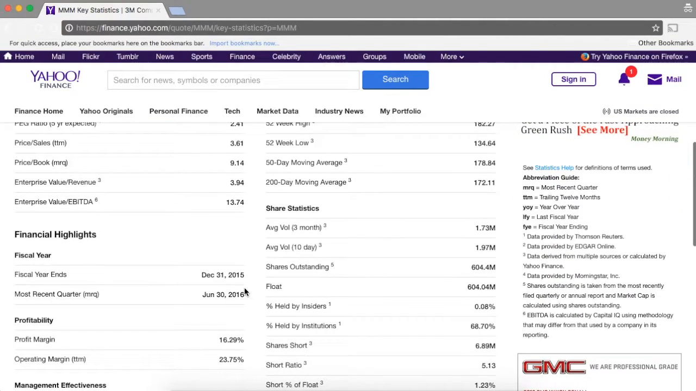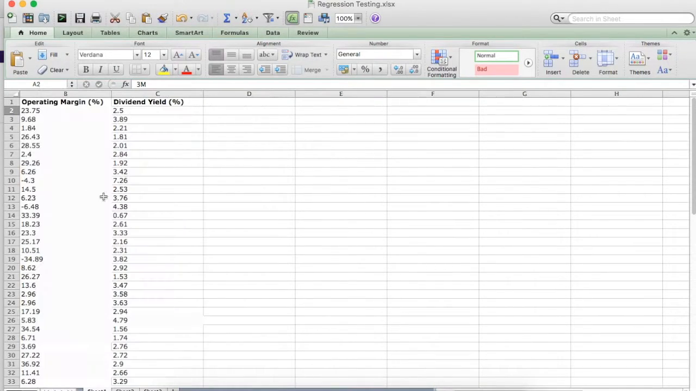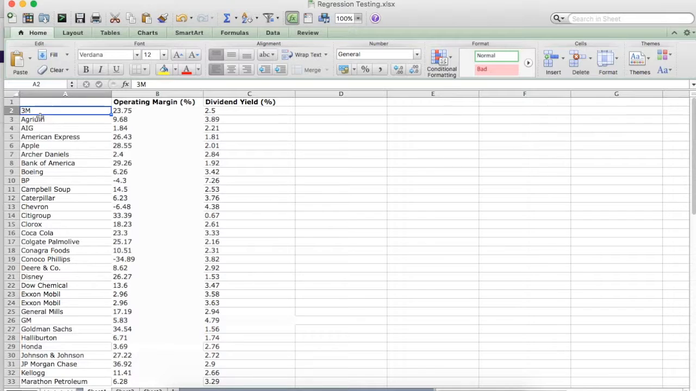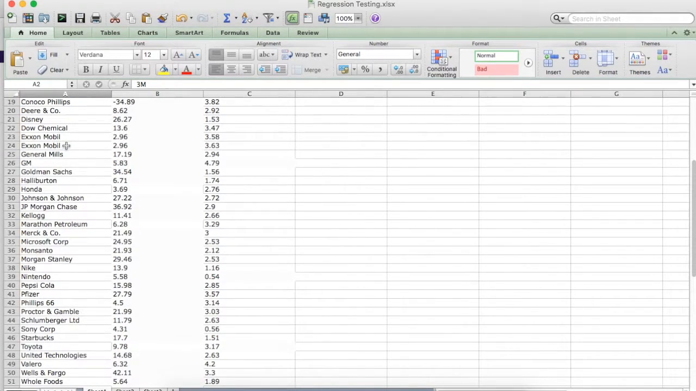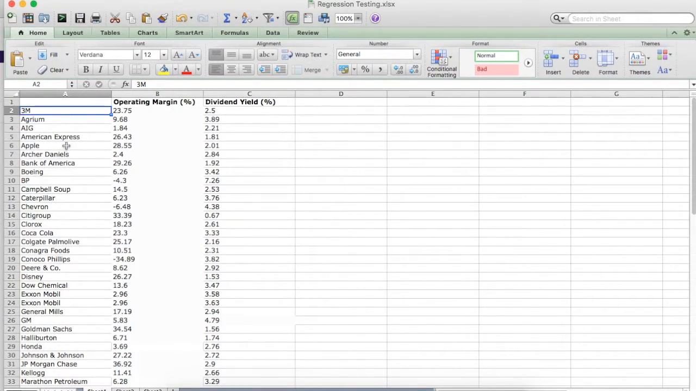So each of these, I took these figures and plugged them into a spreadsheet and selected 50 companies randomly, but well-known companies across several different industries. Here they are, just arranged alphabetically.